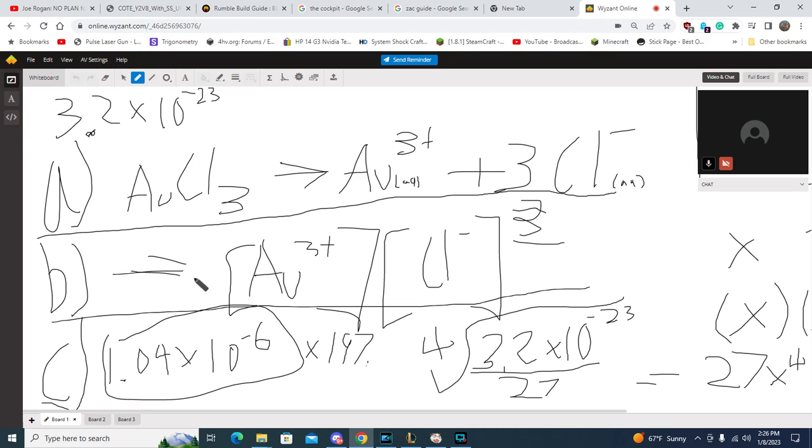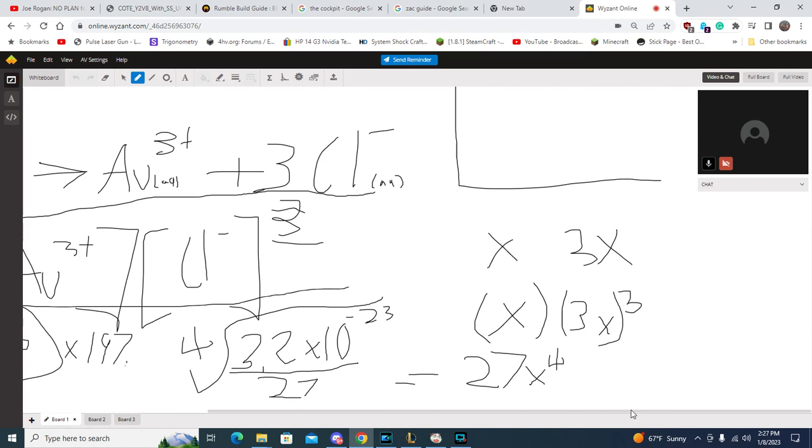Part 2 is write the Ksp expression, right? Because the coefficient is 3, we have an exponent of 3. Because the coefficient is 1, we have an exponent of 1. And it's the concentrations, that's what these brackets mean, of each ion.